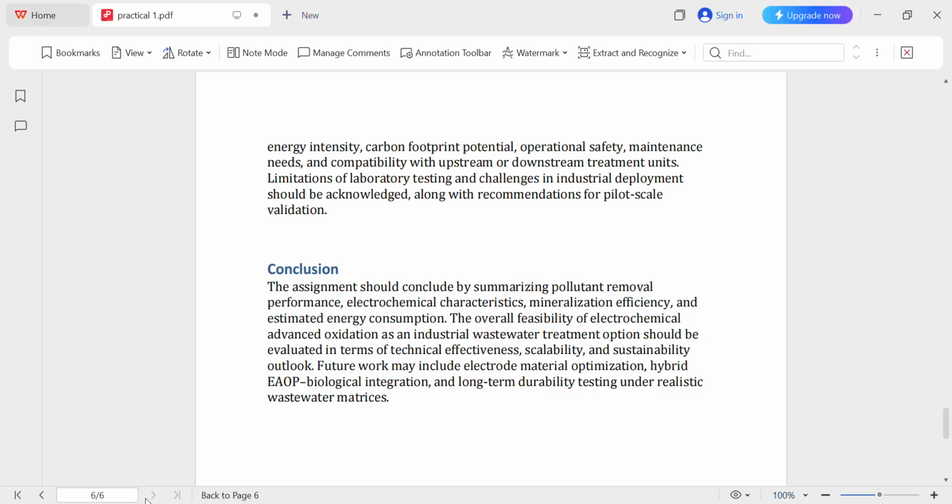The future work may include electrode material optimization, hybrid EAOP, biological integration, and long-term durability testing under realistic wastewater matrices. Thank you.